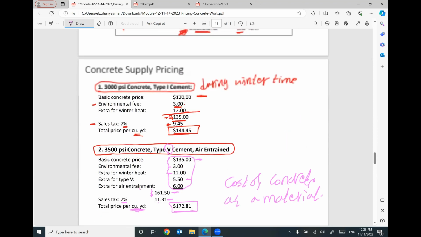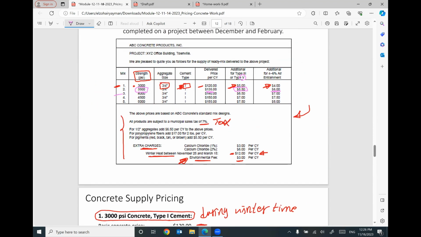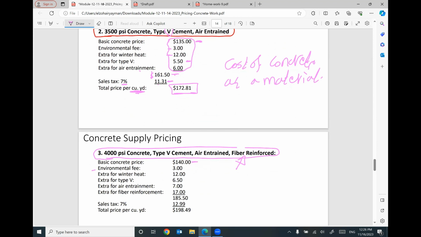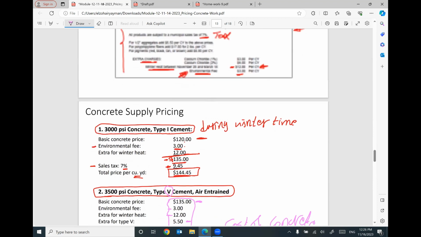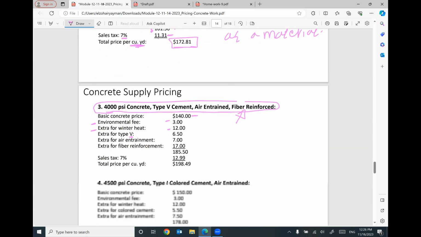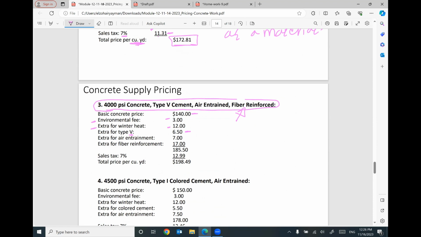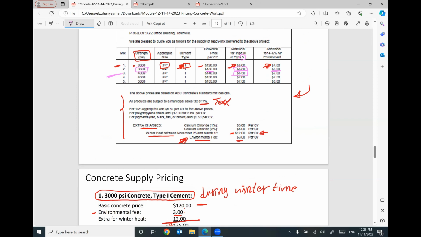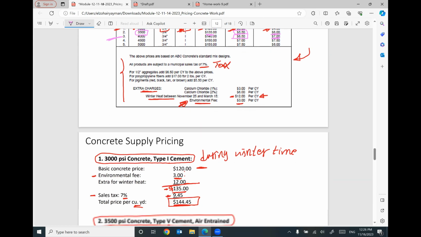So the basic price for 4,000 will be this concrete mix, which is $140. This is the basic cost, $140. Environmental fee extra for winter heat, $3.12. Because we changed the type of cement for this kind of concrete mix, I need to add the change of cement type, 6.5. And we are going to use extra for air entrainment for this concrete mix, number 3. It will give you $7 extra cost for air entrainment.